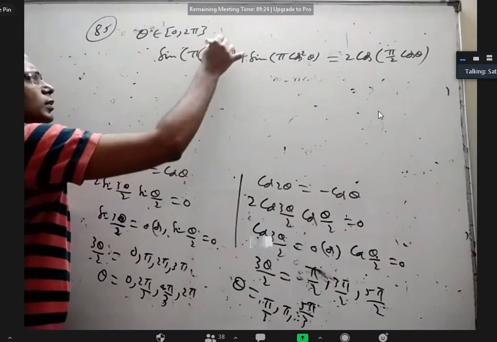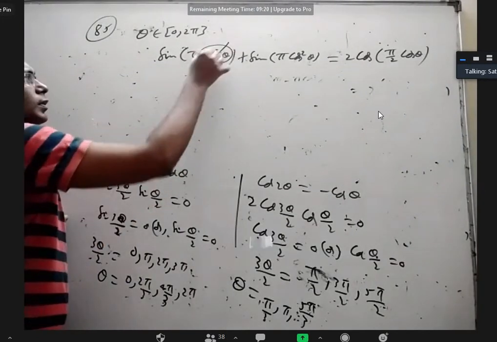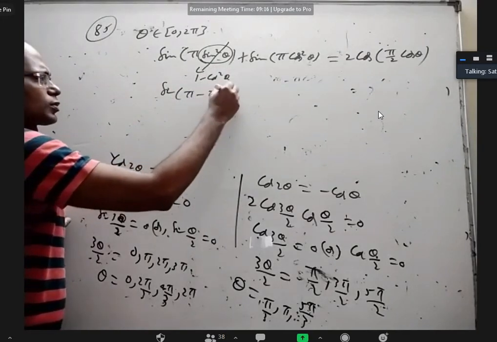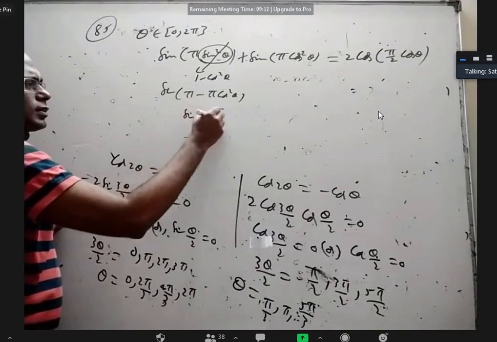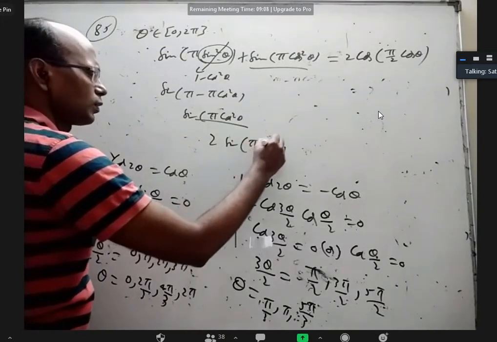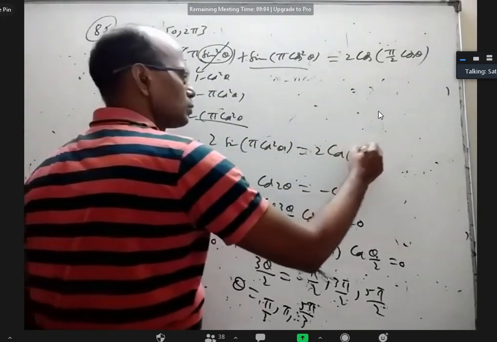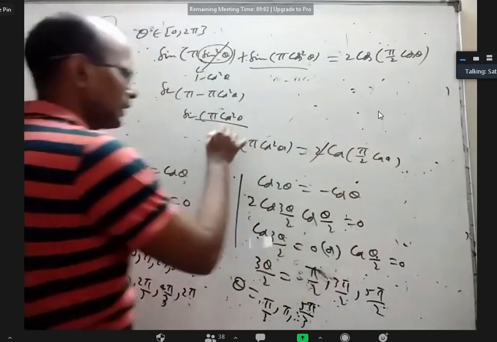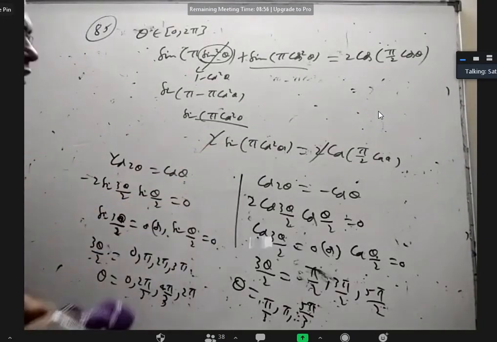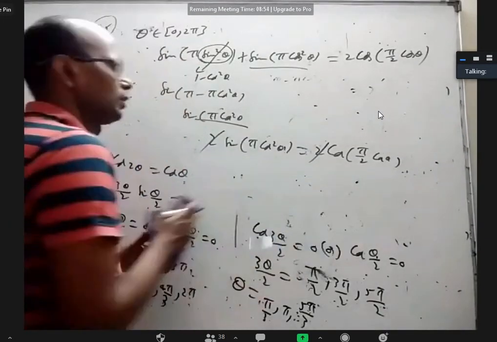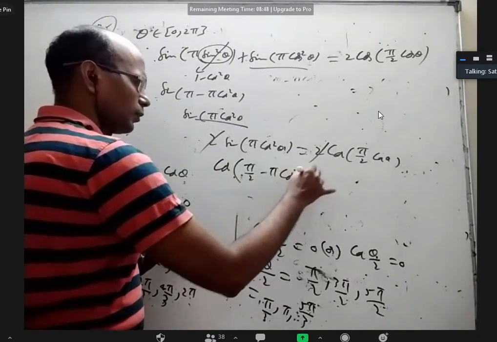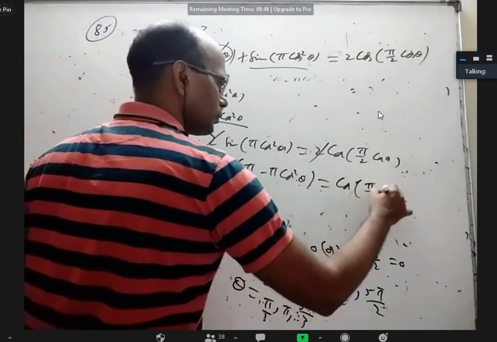Sin square theta, I'm just telling another method, just a quick hint. You can write 1 minus cos square theta. That will be sin of pi minus pi cos square theta. Sin 180 minus theta is sin theta. You get pi cos square theta. This is the same. So you get 2 sin pi cos square theta equal to 2 cos pi by 2 cos theta. So the 2 will cancel. But one is sine, one is cos. So what to do? You have to write sine as cos of 90 minus theta. So this sine I have to write as cos of pi by 2 minus pi cos square theta equal to cos of pi by 2 cos theta.